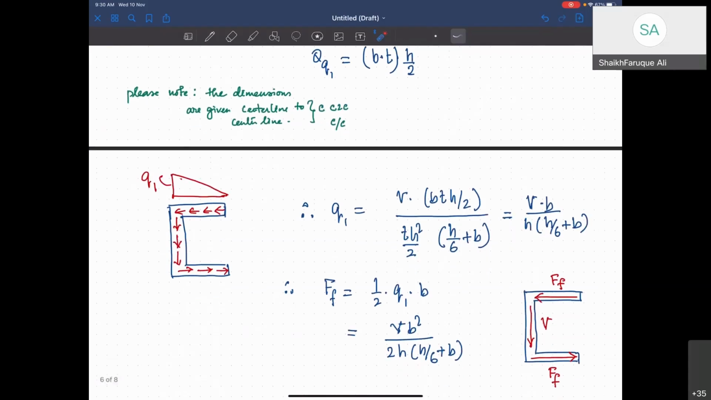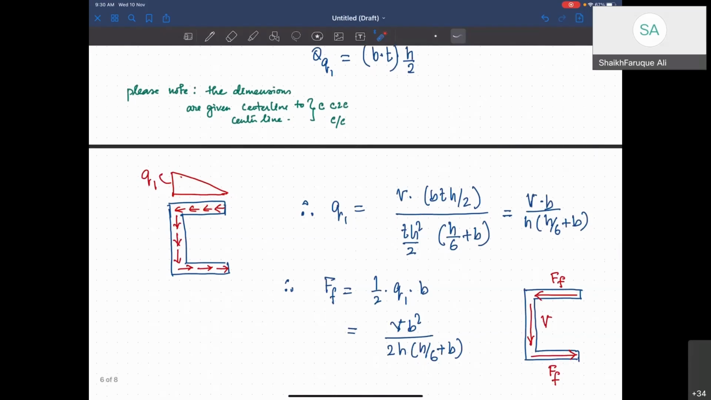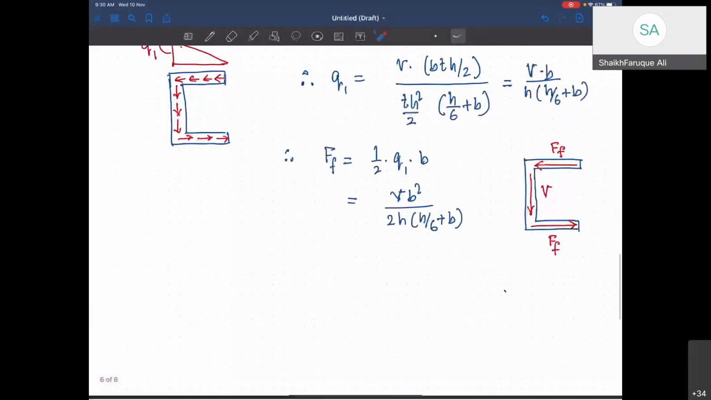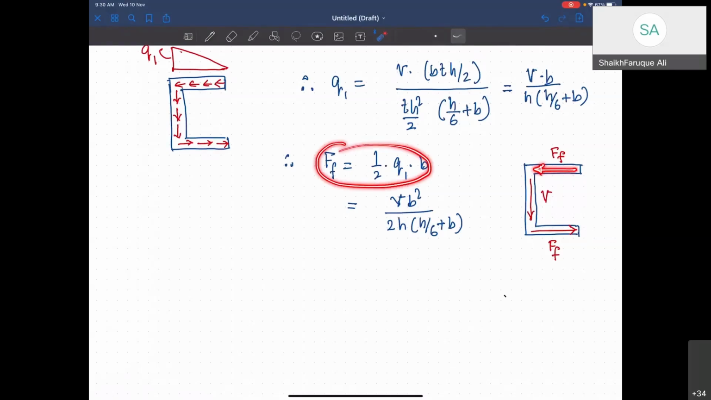Now, what will be your F? F is the force, the integral of this whole shear flow here, which is the area within the triangle here. So the area within the triangle is half into q1 into b, which comes out, when you put all the values, to be V b squared h by 2 over h plus 6b. Now, there is F here, which has this value. There is F here, which has this value. And we know that the vertical force is going to be equal to the V that we have, right? Because vertical forces have to be balanced, so it will be equal to V. It cannot be something different. So we don't have to calculate that separately. So that is your F web.